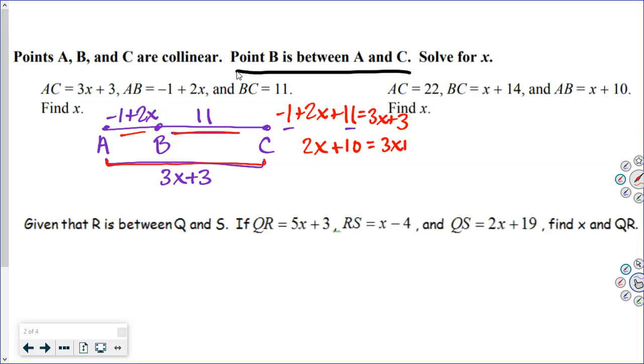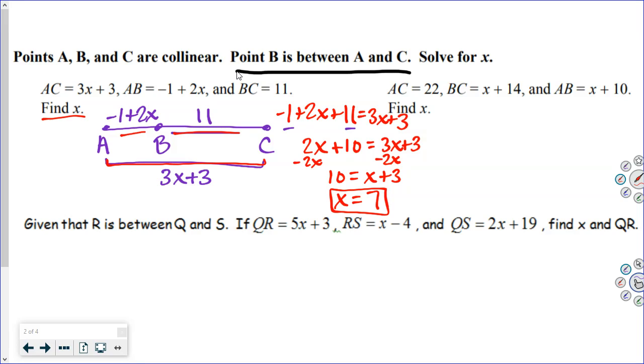And now I need to move my x's to one side, so I can subtract my 2x. Need to subtract those to get them on the same side, so I get 10 equals x plus 3. Subtract the 3, so I end up with x equals 7. Now notice this question does ask me to find x, and so I have done so.